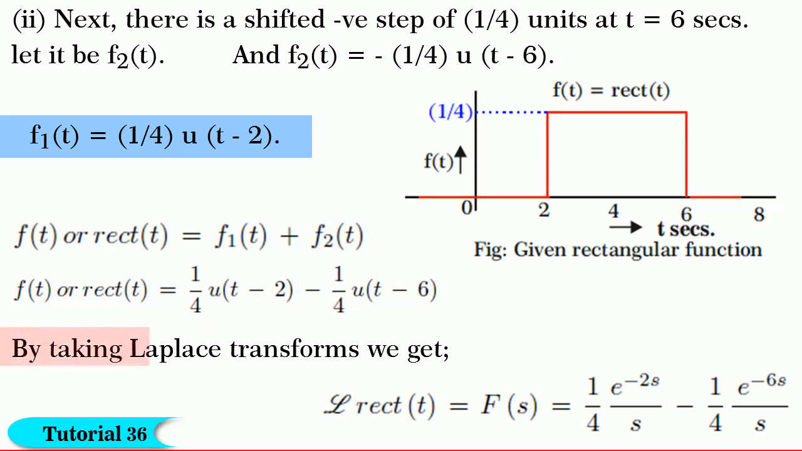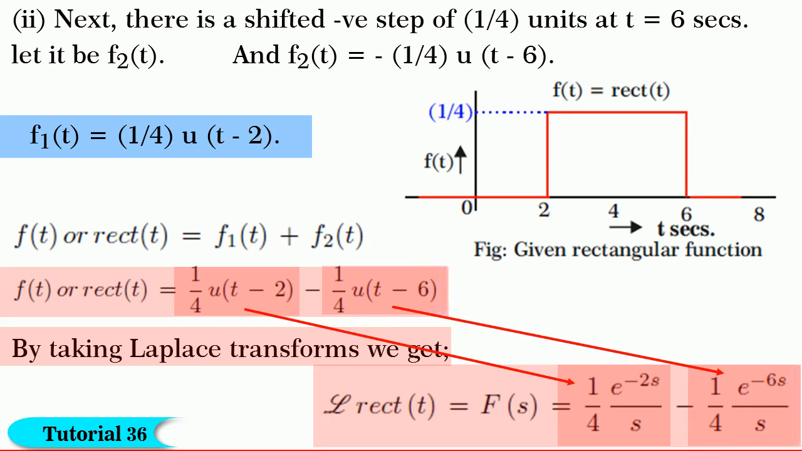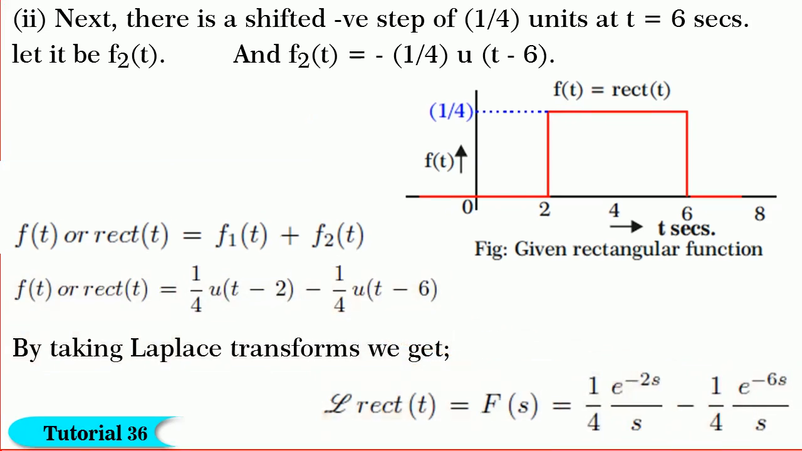By taking the Laplace transforms, we get L of rect of t is equal to F of s is equal to 1 by 4 into e to the power of minus 2s by s, minus 1 by 4 into e to the power of minus 6s by s.